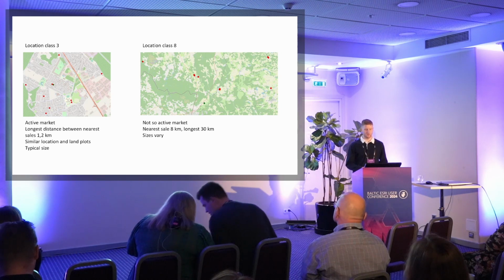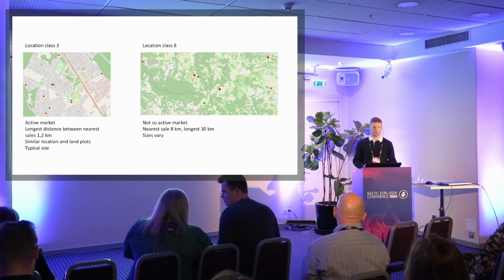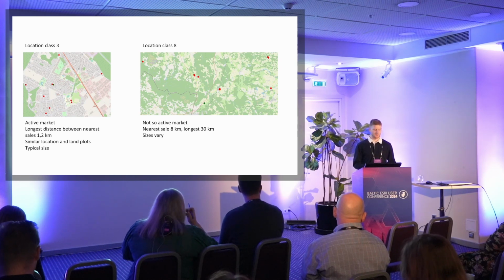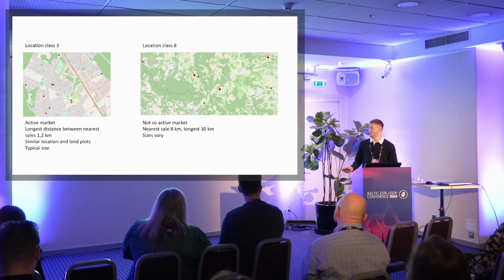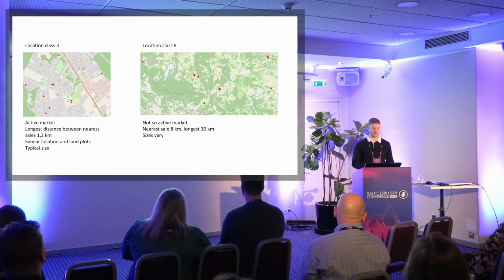Here is just another example of using geographic information for visualizing transactions. So this is what we call nearest transactions. Nearest transactions are used in valuation models to set the basis for each unit. So we have location class 3, which is a much more active market. This seems to be some suburbia. So the distance between transactions is much smaller. The units are very similar in size and other characteristics.